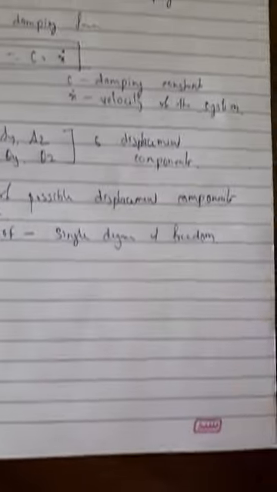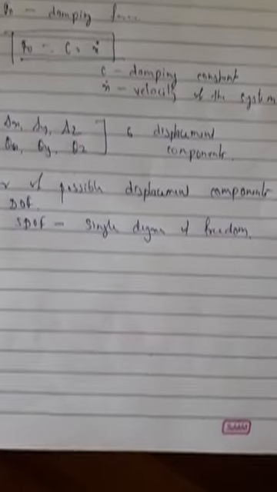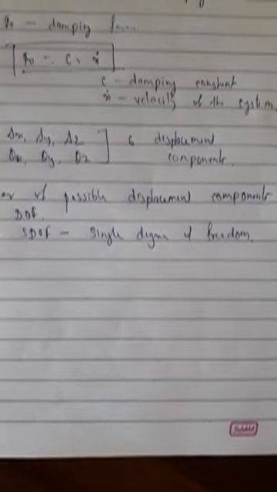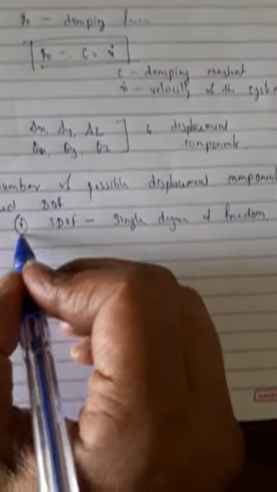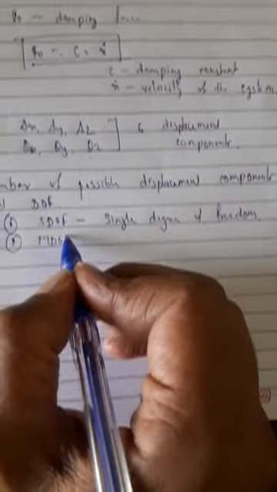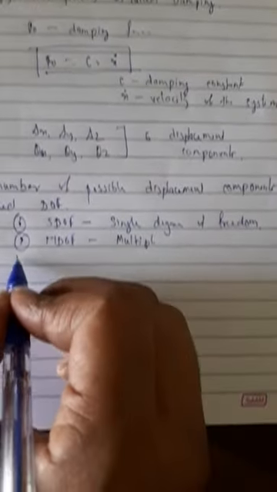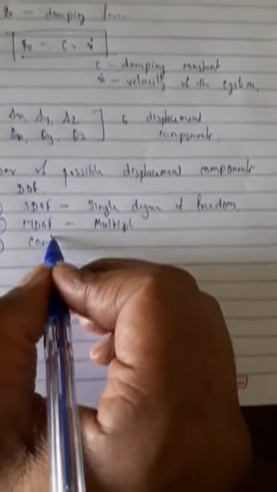It means only one displacement component is sufficient to describe the movement of the system. Second, MDOF, multiple degree of freedom. Third, continuous system.